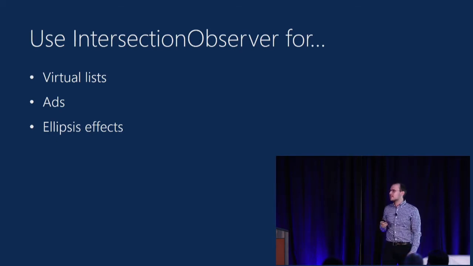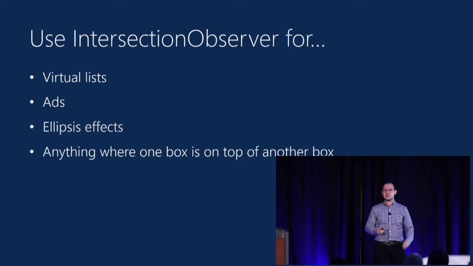Basically, you can use Intersection Observer for any situation where you have a box on top of another box and you want to know when the relationship between those two things changes. So it's extremely useful.